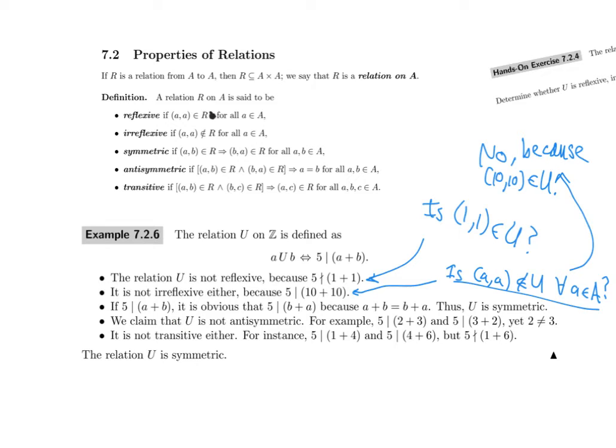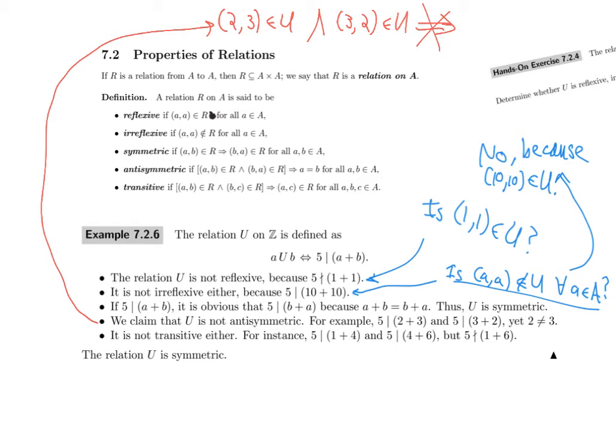What about antisymmetric? Well, (2, 3) is in the relation, and (3, 2) is in the relation, but 2 is not equal to 3. Let me write that over here. So (2, 3) is in the relation U, and (3, 2) is in the relation U, but that does not imply that 2 equals 3, because 2 equals 3 is not true. So that means U is not antisymmetric.